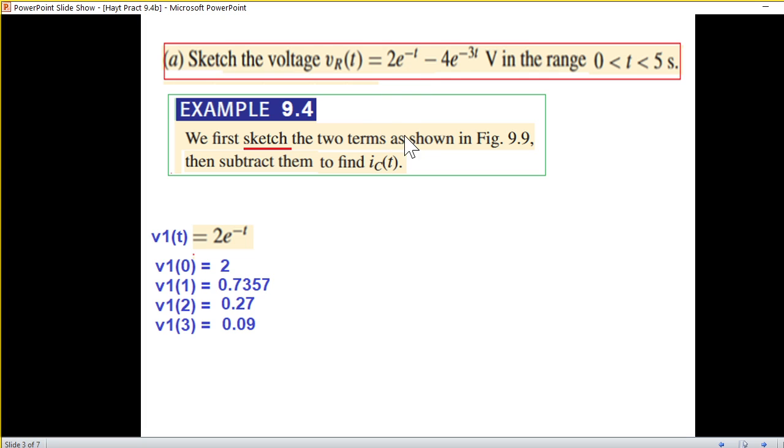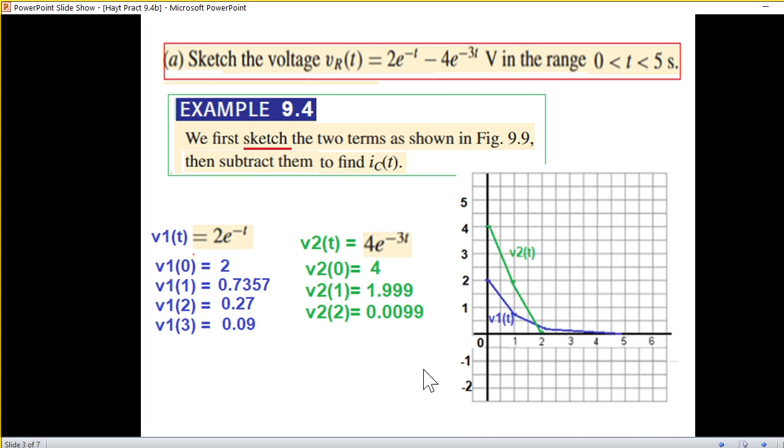For that, one method is that I'm writing this signal, dividing it into two parts, calling this V1 and the other part V2, and then taking different values of T, so 0, 1, 2, 3, a couple of values, and with the help of a calculator, I hope you can easily calculate these values. So these are the values that we obtained for V1(t). And similarly, for the second part, V2(t), we get these values.